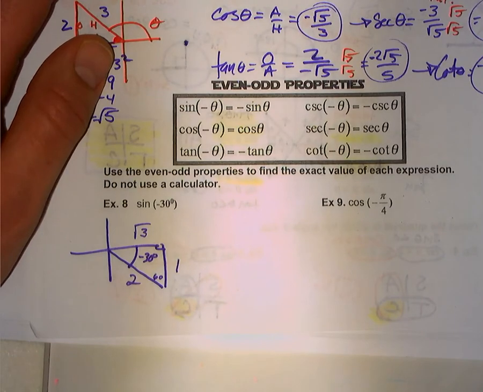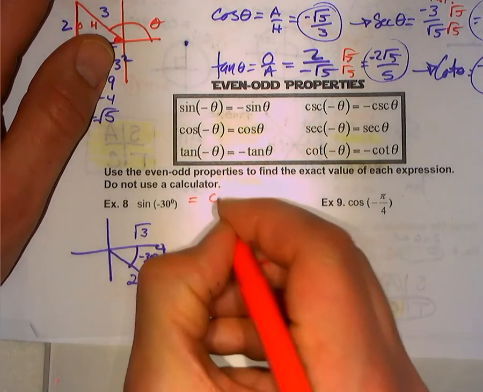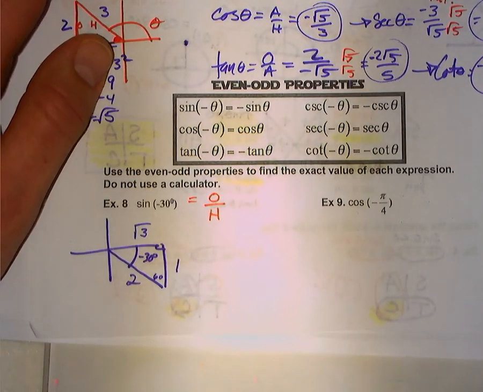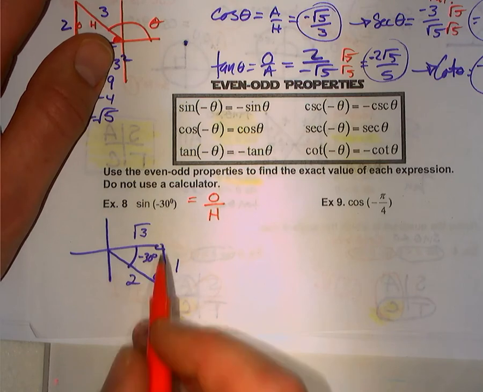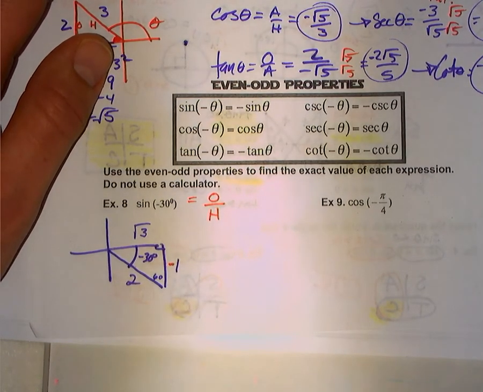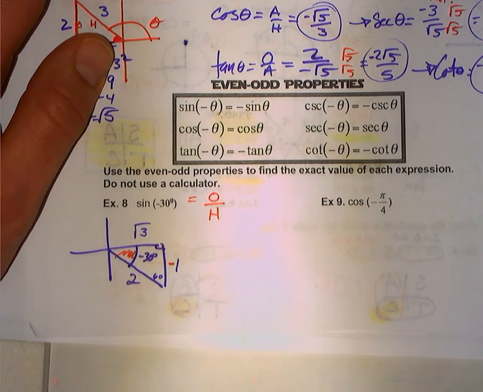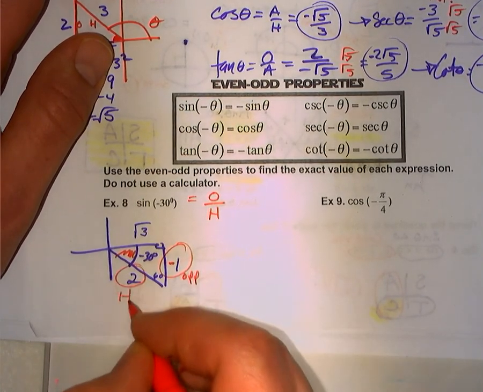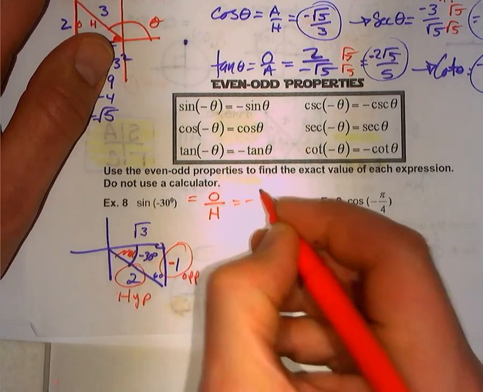Well, I want sine. I want O and H. All right, and something's wrong with my triangle. What's wrong? It's going down. Don't forget the negative. And which one's opposite? Which one's the hypotenuse? From this angle, what's opposite? This is the OPP. This is the HYP. So we get negative 1/2.